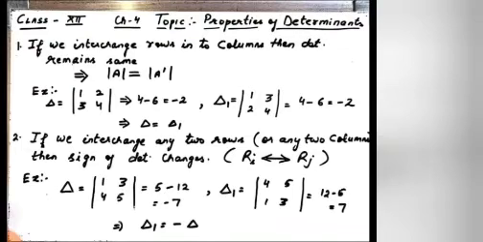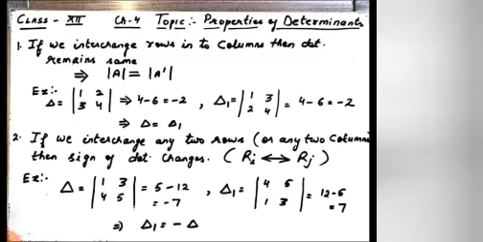So our first property is: if we interchange rows into columns, means if we take the transpose, then the determinant remains the same. In the given example we have solved a 2 cross 2 order determinant and then we solve the determinant of its transpose and the value remains the same. So if we want to take the transpose in any question, then the determinant remains the same.